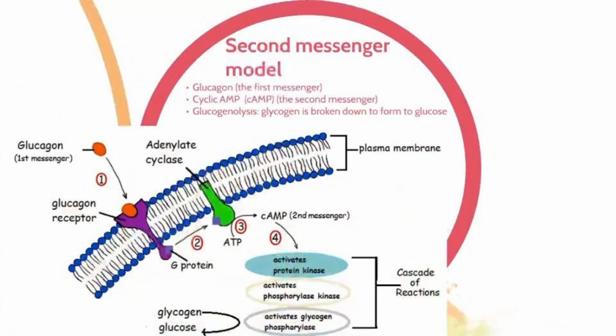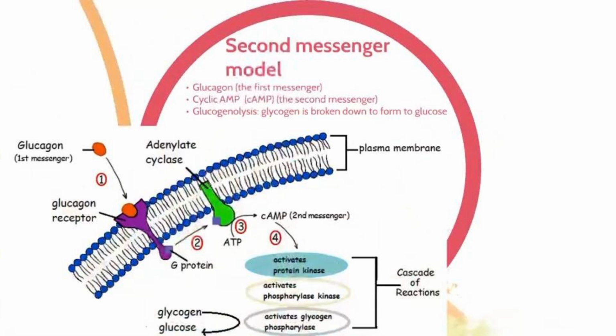Adenyl cyclase is then able to convert ATP into cyclic AMP. And now remember, cyclic AMP is the second messenger. So now we're on to the second part of the cycle. So we've got cyclic AMP.